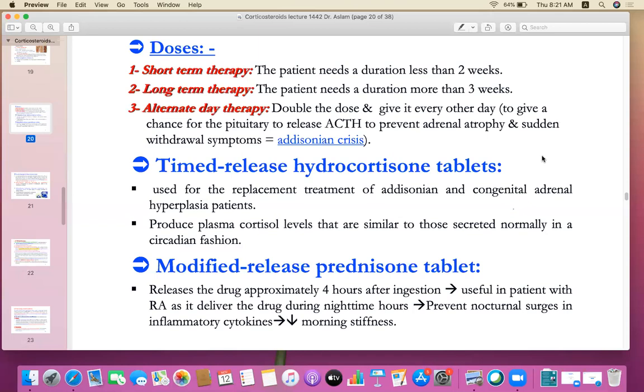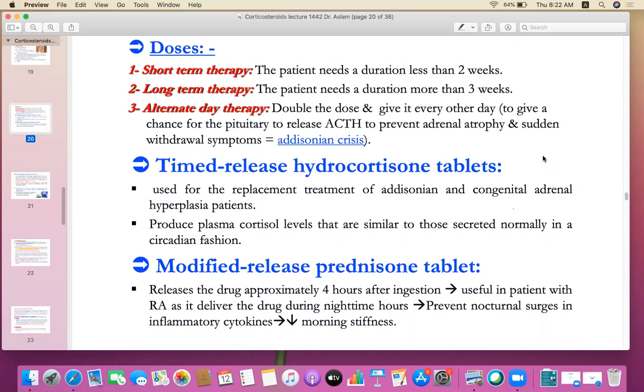So what is the question? The person on corticosteroid therapy should not stop the therapy suddenly, because it may produce the adrenal crisis. And what is the adrenal crisis? As I explained to you, same thing.